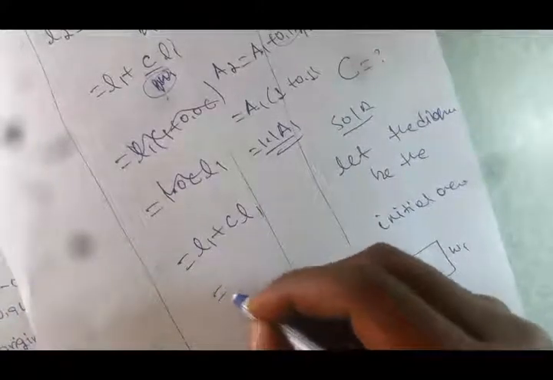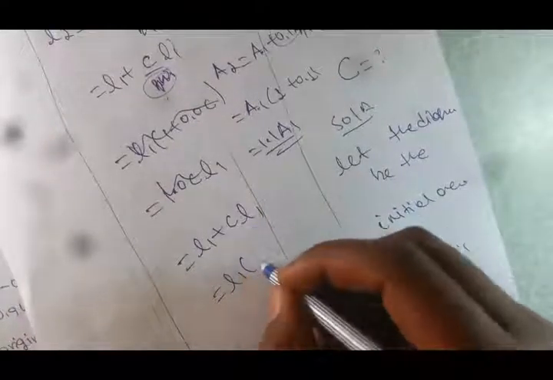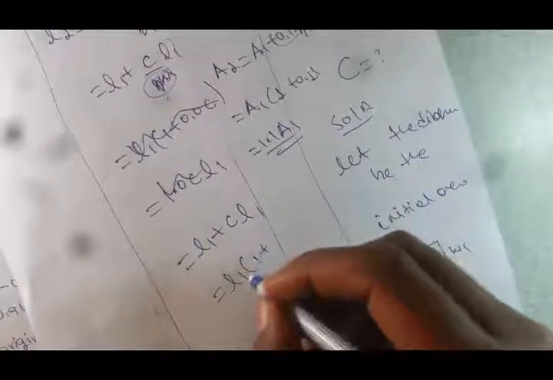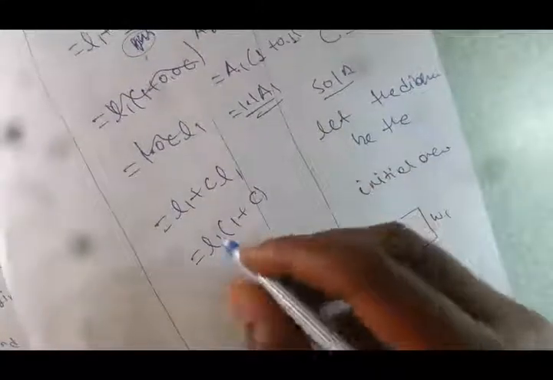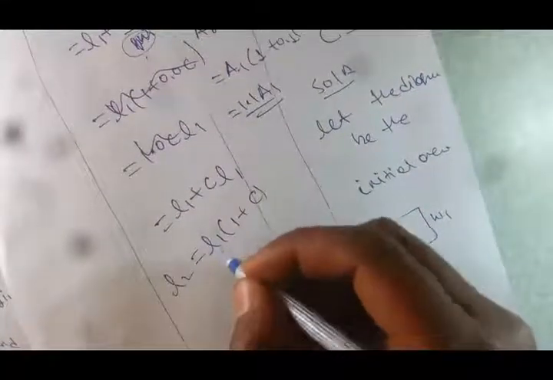This is equal to L1 common. When L1 is divided by L1, 1 will be left. When C L1 is divided by L1, C will be left. Therefore, L2 is L1 times 1 plus C.